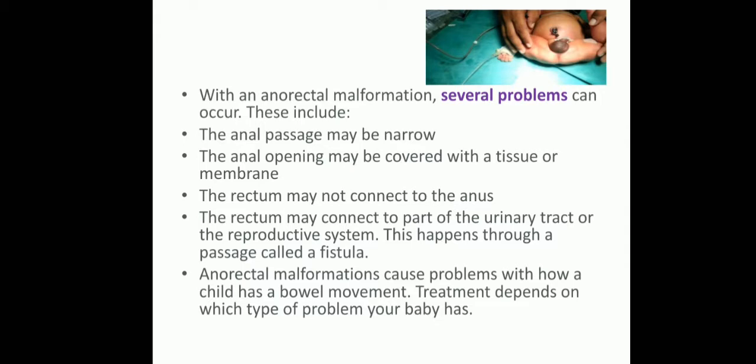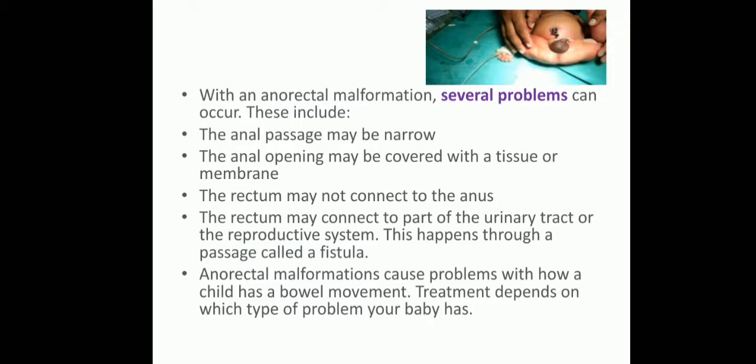The next condition is that the rectum may connect to part of the urinary tract or the reproductive system. This happens through a passage called a fistula. A fistula is an opening between two organs, a connection between the two organs. So there is a blind end, but the rectum is connected with another part, the reproductive system or urinary tract. So the baby is passing meconium, but somewhere else.